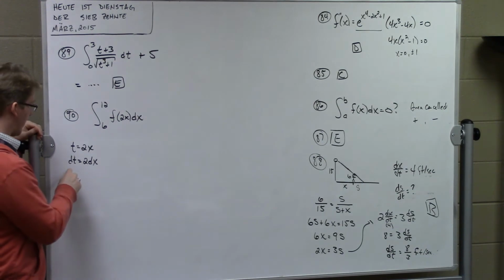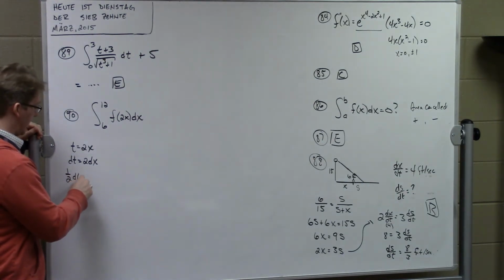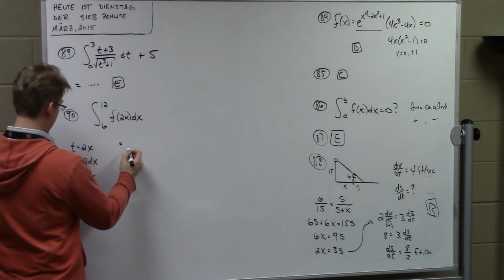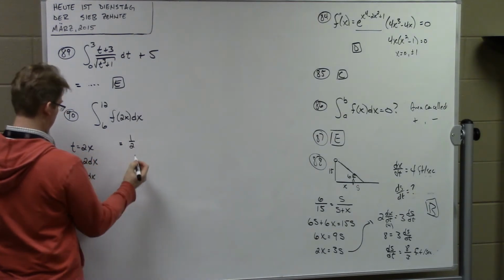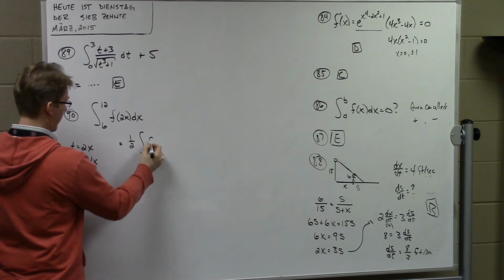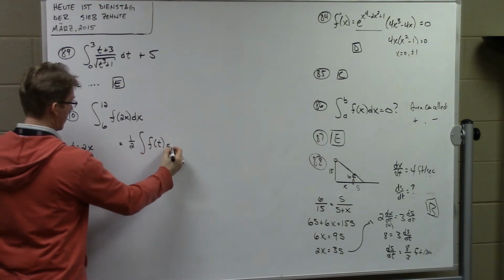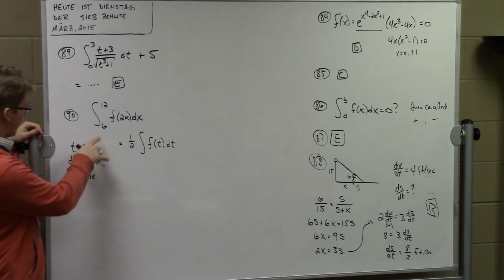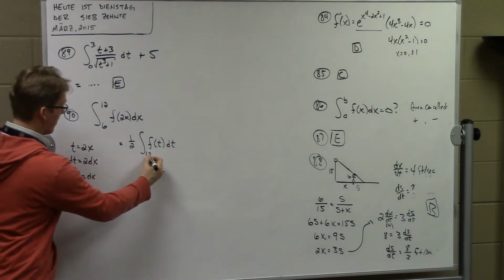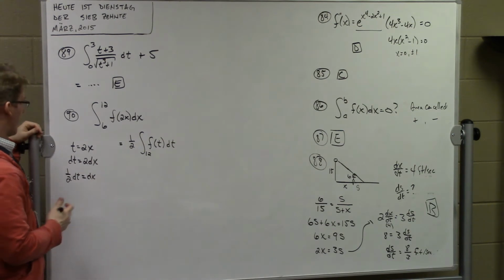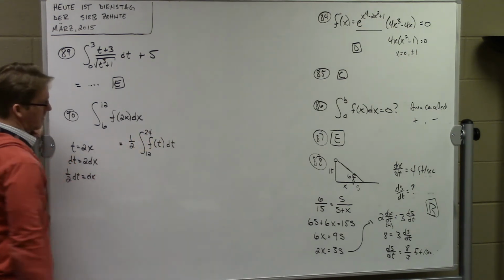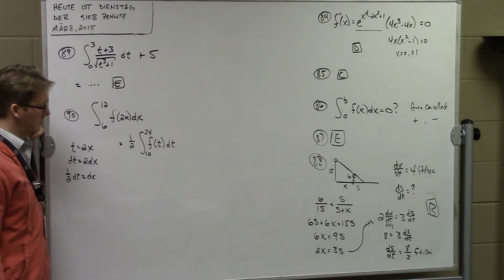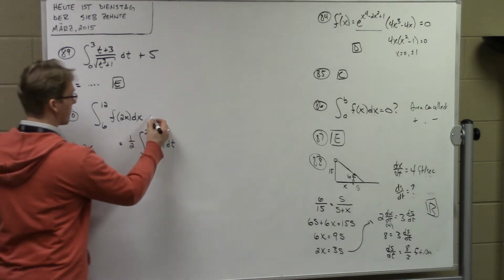I don't have a 2 in the problem, so I'll bring it over here. One half dt is equal to dx. So I'm going to rewrite this as one half of f of t dt, and then change my intervals. If x is 6, then t is 12, and if x is 12, then we get 24. Does any answer look like that? This was equal to 10?